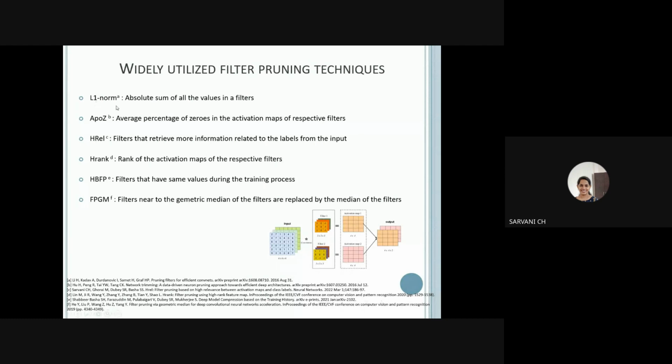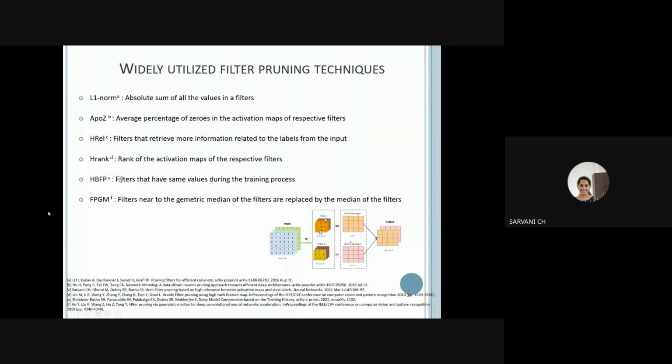First one is the L1 norm. As we have seen initially, the absolute sum of the values of the filter. Suppose I take a filter here, the absolute sum of all the values is considered as its L1 norm, and whatever filters are having lesser L1 norm are pruned. This is the logic of this L1 norm paper.